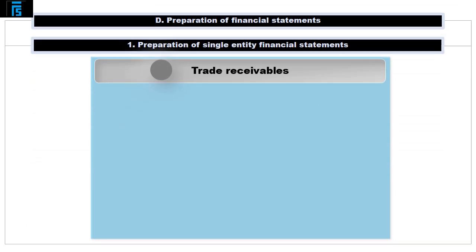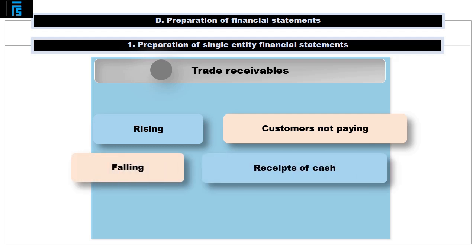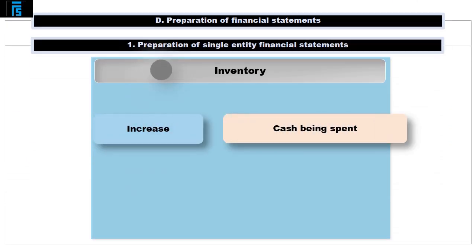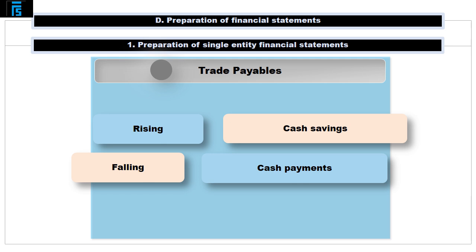Please note that these adjustments correspond to the popular interpretations of changes to the individual working capital items. Rising trade receivables are associated with customers not paying, hence the negative adjustment, whereas falling receivables are typically associated with the receipt of cash, which fits in with the positive sign of the adjustment. In a similar way, an increase in the inventory balance may be associated with cash being spent, whereas a fall would generally be interpreted as having a positive impact on cash flow. Finally, an increase in trade payables may be associated with the company taking longer to pay its suppliers, giving rise to a cash saving and thus necessitating a positive adjustment, whereas the opposite would be true if payables are falling.